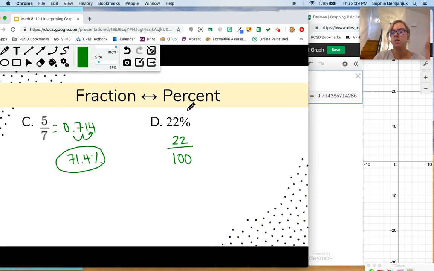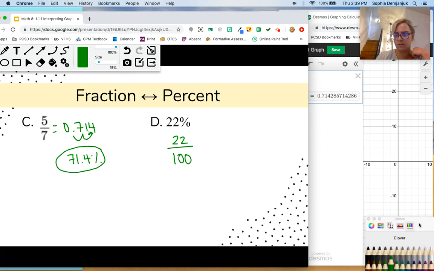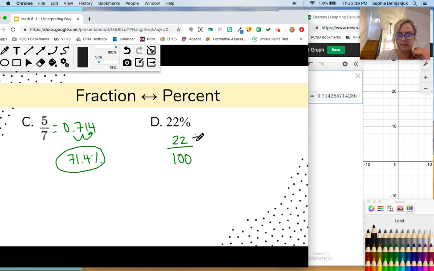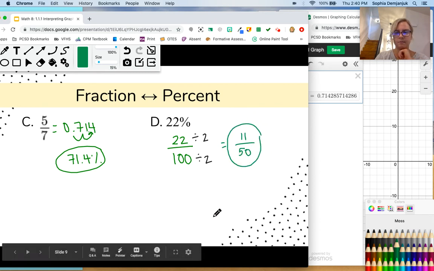And now I need to make sure before I ever circle my final answer as a fraction that it's all the way simplified. So I have 22 and I have 100. What rings a bell in my mind is I know those are both divisible by 2. So I'm going to go ahead and divide the top by 2, divide the bottom by 2. 22 divided by 2 in the numerator will give me 11. 100 divided by 2 in the denominator will give me 50. 11 and 50 don't have anything more that you can divide them by. So 11 over 50 is your final answer.